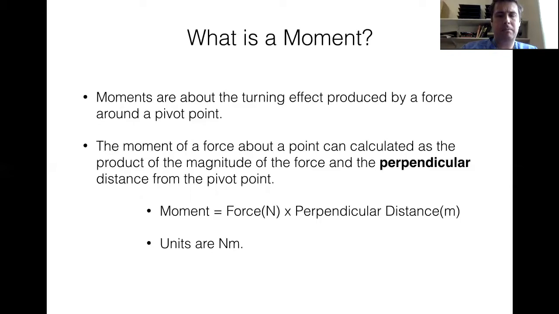So the point that I've made bold here is the word perpendicular. So that's very important. It has to be perpendicular to the line of action of the force to the pivot point. So the moment equals the force, which is in newtons, multiplied by the perpendicular distance, which is in meters. So therefore the units for moments are the Newton meter.